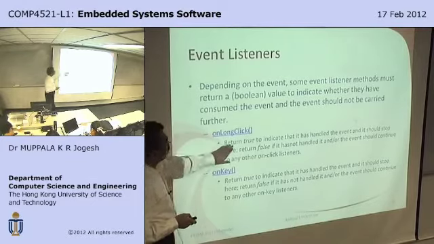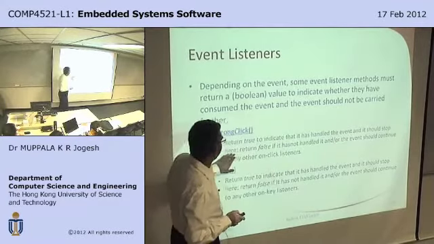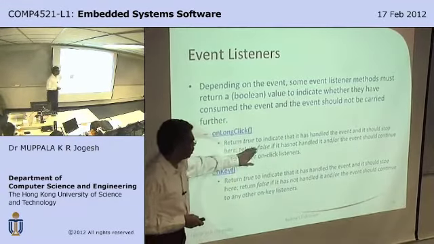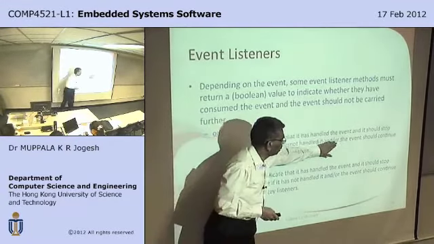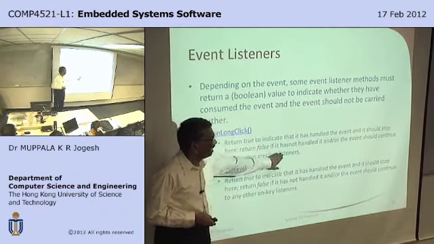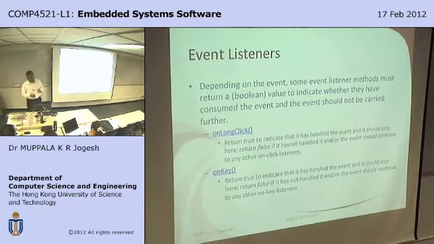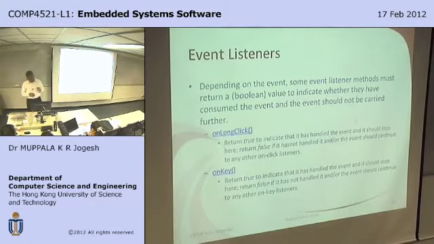So on long click, for example, returns true to indicate that it has handled the event and it should stop here. It returns false if it has not handled the event, or the event should continue on to other on-click listeners. But under what circumstance would it return false if it hasn't handled it? Because it would always be called to return something.